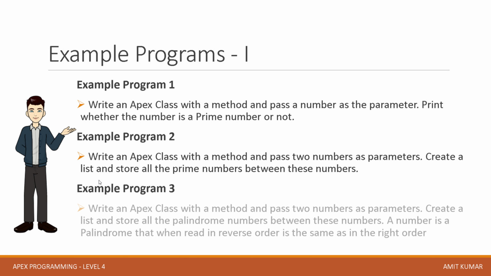Example program 3. Write an Apex class with a method and pass 2 numbers as parameters. Create a list and store all the palindrome numbers between these numbers. A palindrome number is a number that, when read in reverse order, is the same as in the right order. For example, 1221 is a palindrome number because the reverse of the number is the same as itself. Now in this program we have to print all the palindrome numbers within a range. So let's write the program.